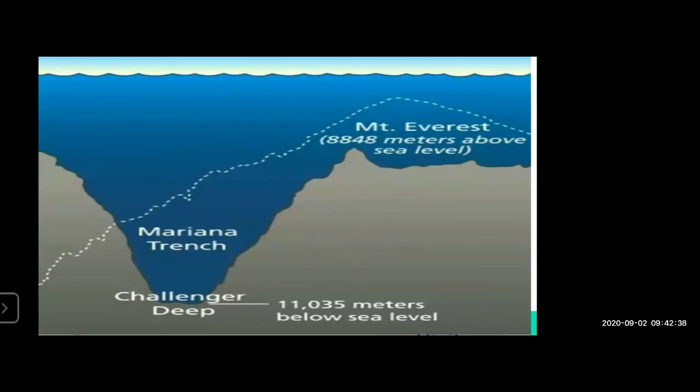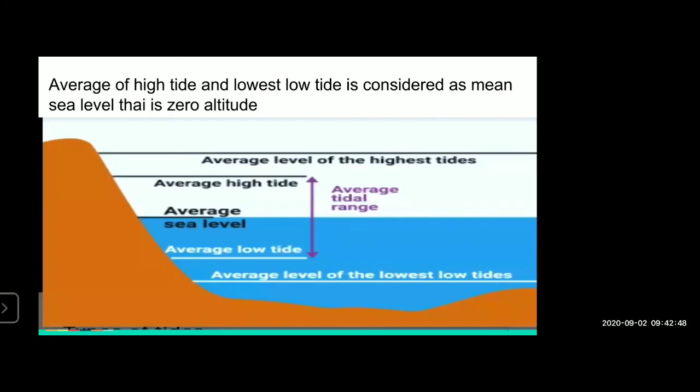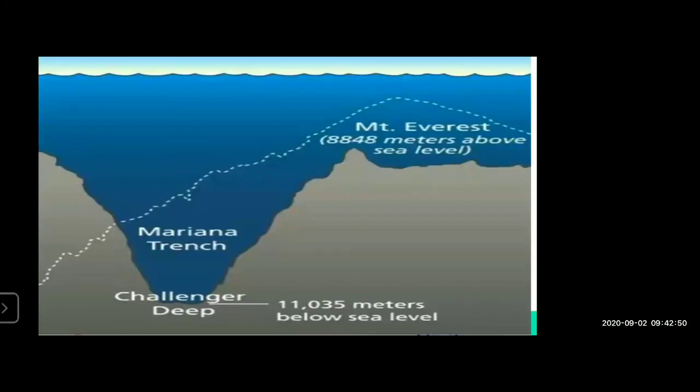I told you about this Mariana Trench before also. Mount Everest is the highest peak, and see how it is measured. It is measured above the sea level, and the sea level is considered, as I said, 0. And the Mariana Trench is 11,035 meters below sea level.